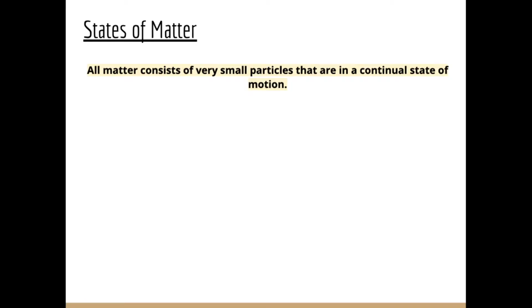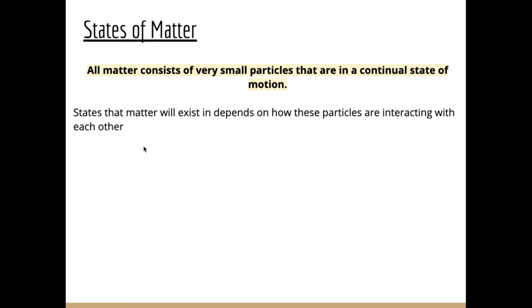So we consider all matter as consisting of very small particles that are in a continual state of motion. The state that matter will exist in depends on how these particles are interacting with each other. This will depend on their bonding and structure. Now, I've just finished a whole series on the different types of chemical bonding, so this states of matter topic leads on very nicely from that video series that we just finished.